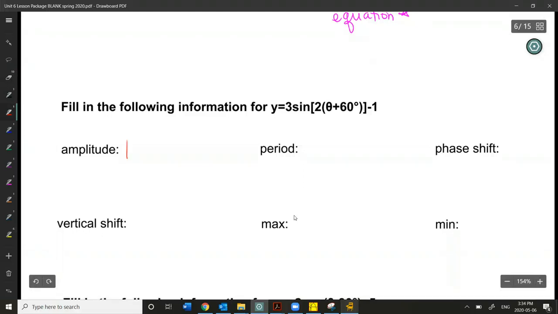Okay, amplitude. So absolute value of the a, which is 3 here. And that means that our amplitude is 3. Period. We can find this by doing 360 over the absolute value of k. And this will simply be 360 over 2. So our period here is going to be 180.